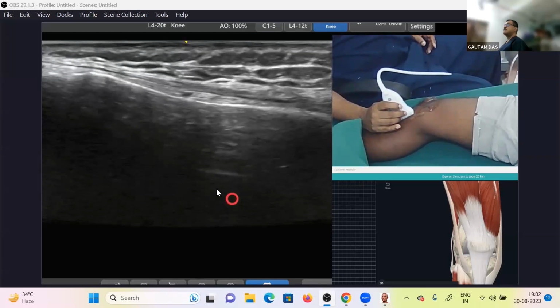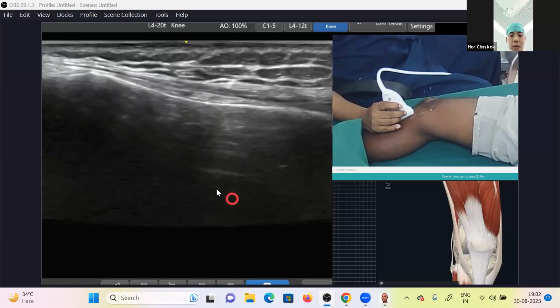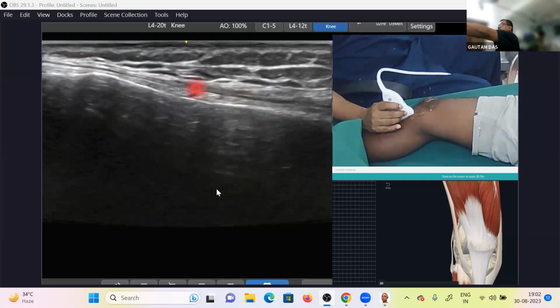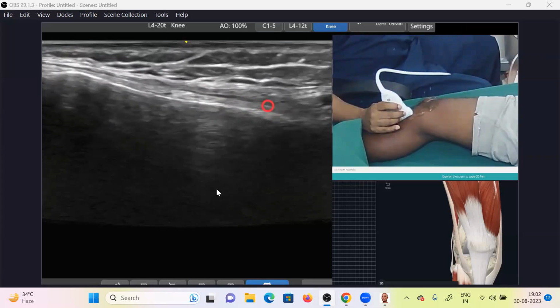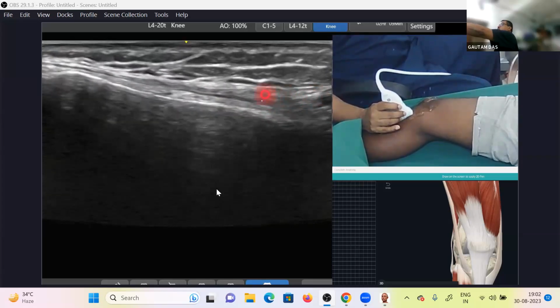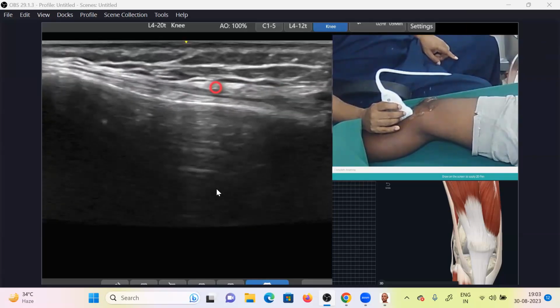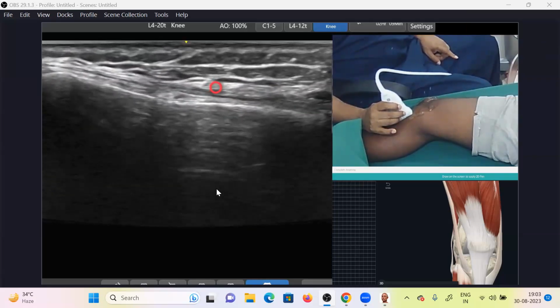Can you see the superficial layer of the medial collateral ligament and below there the inferior medial genicular artery? Sorry, genicular artery. So this was hyperechoic, this is the superficial layer of the medial collateral ligament. And here we see the three tendons of the pes anserine tendon. 1, 2, 3. Everybody can understand this section of the pes anserine tendon is here.